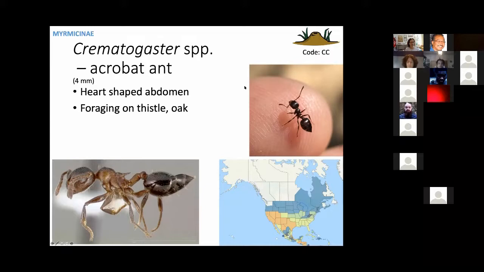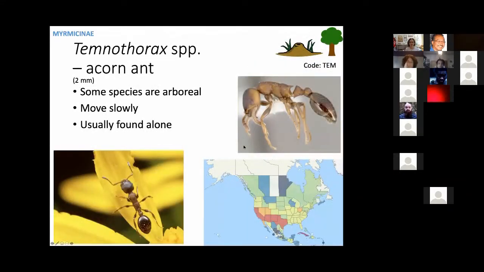Okay, so our next species is Temnothorax, which is a really tiny ant, and we have quite a few species in the area. Some nest in the ground, some nest on trees. We often see them on oaks. And the best way to identify them is they just don't move. You usually see them just sitting there, kind of tiny ants. But once you train your eyes to find them, you'll see that they're very common in natural landscapes.